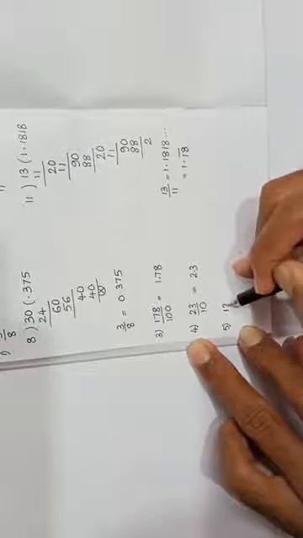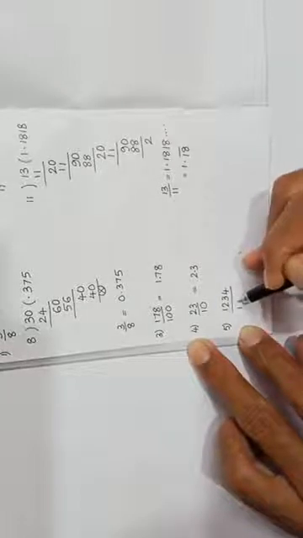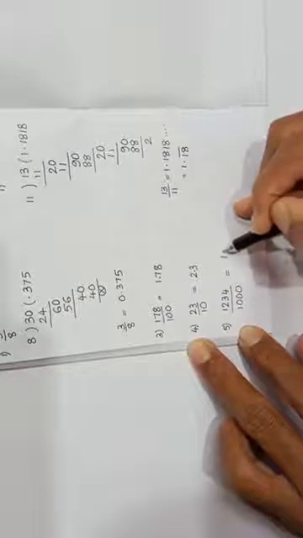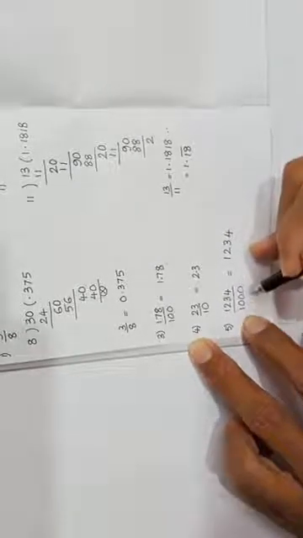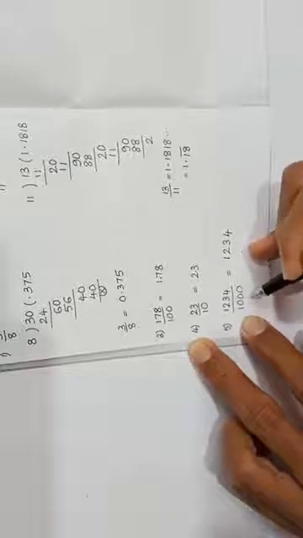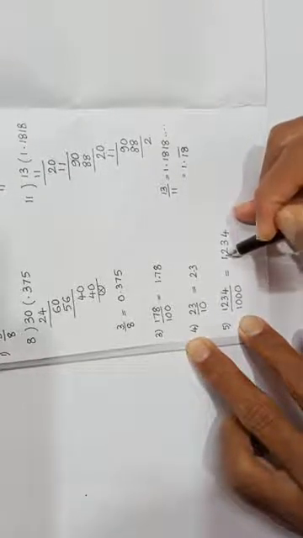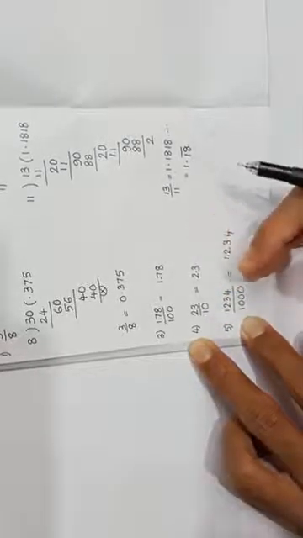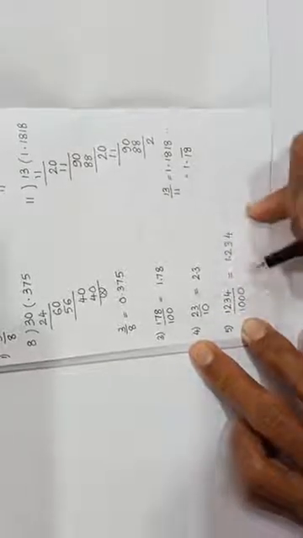Similarly, the other one: 1234 divided by 1000. Simply write down 1234. Here, how many zeros are there after the 1? 3 zeros, which means 3 digits after the decimal. We can write it right away by counting 1, 2, 3, so 3 digits after the decimal. By dividing also we get the same answer.